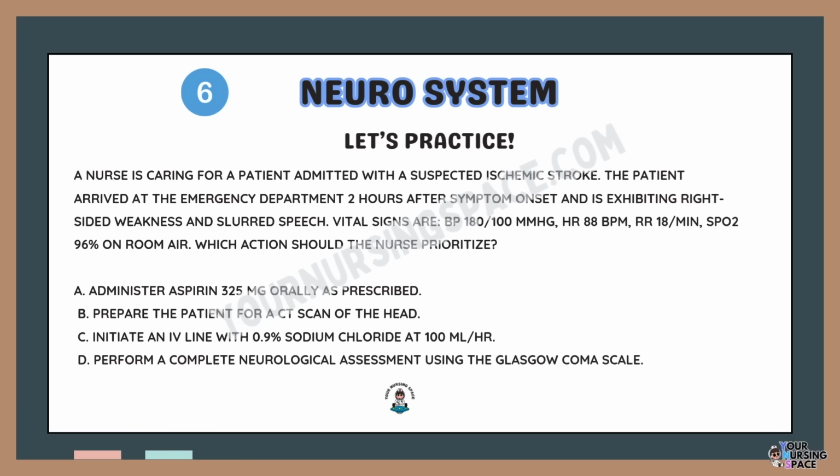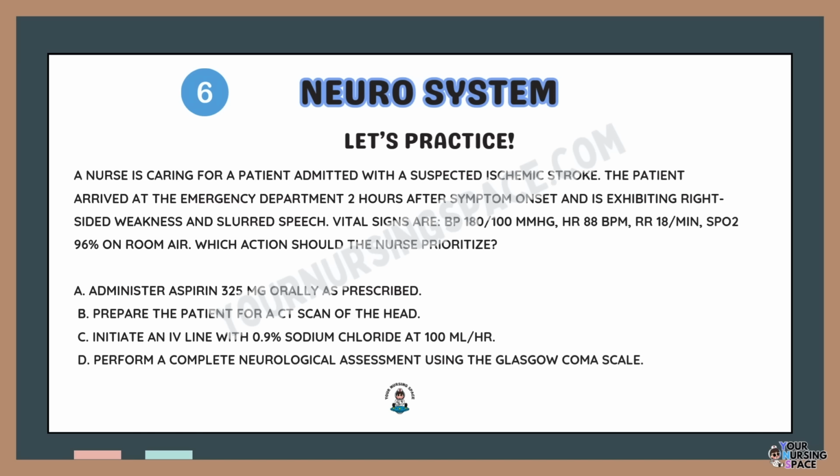Question: a nurse is caring for a patient admitted with a suspected ischemic stroke. The patient arrived at the emergency department 2 hours after symptom onset and is exhibiting right-sided weakness and slurred speech. Vital signs are blood pressure 180/100, heart rate 88, respiratory rate 18, SpO2 96% on room air. Which action should the nurse prioritize?